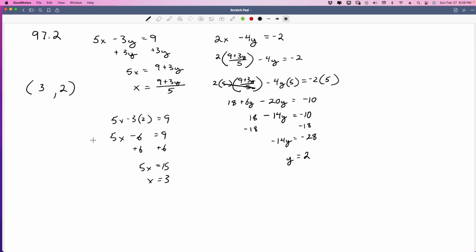And that is all we have for lesson 97. So you can see that you truly can use elimination or substitution to solve for a system of equations with two linear equations within it.